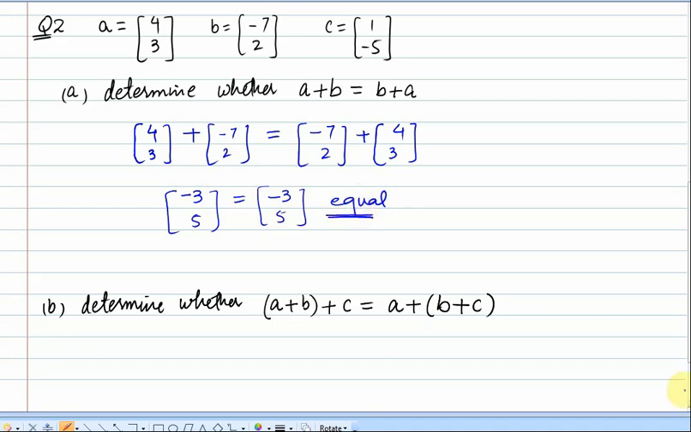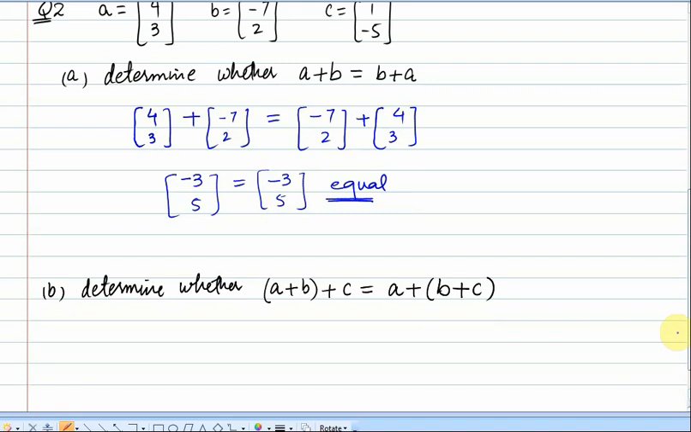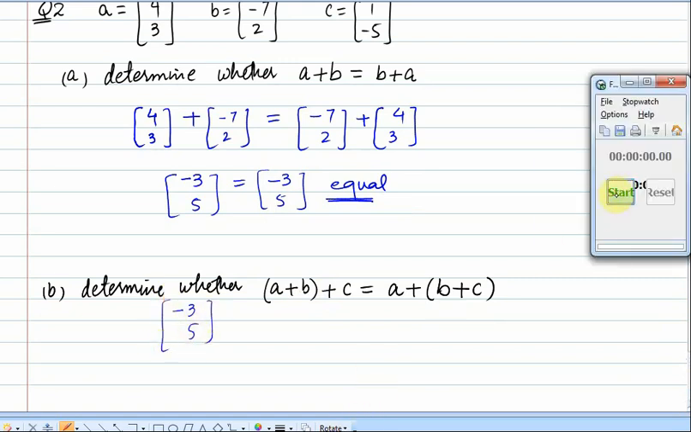For the next part, A plus B plus C. Now you have the value of A plus B. It's (-3, 5). But I'm not going to do it further. You need to try it by yourself first. So let's start.